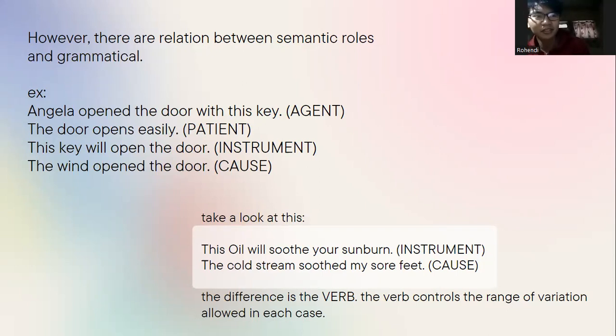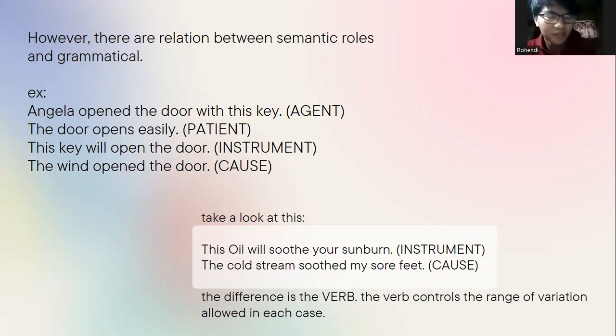Lalu ada yang kedua, take a look at this. The oil will soothe your sunburn. The cold stream soothed my sore feet. Ya. Nah, the oil di sini become instrument because the oil di sini itu menenangkan ya. Minyak ini akan menenangkan sunburnmu gitu kan. Lalu ada the cold stream soothed my sore feet, cause.